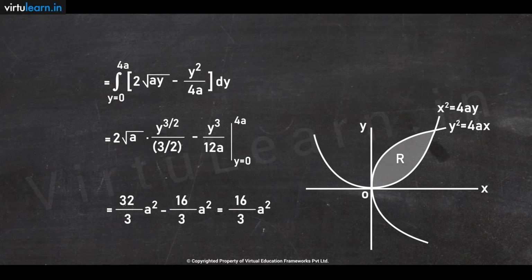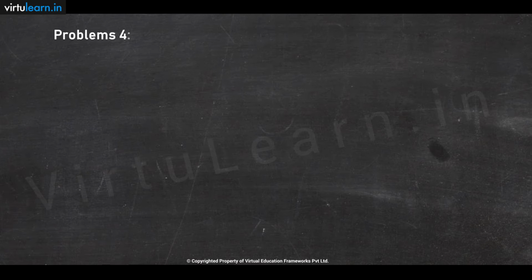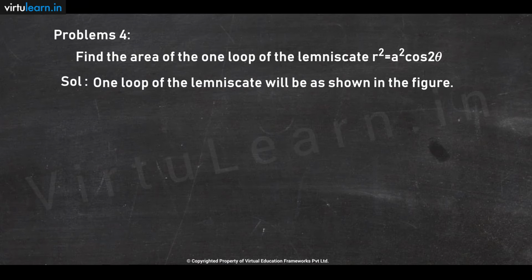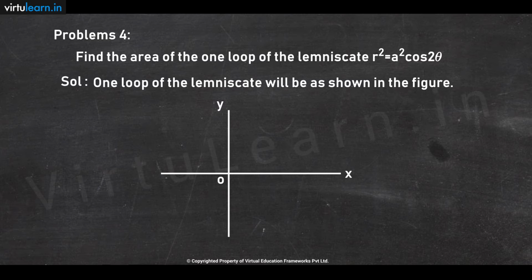Let's discuss one more problem. This time we are considering a region in which we utilize polar coordinates to determine the area. The problem is: find the area of one loop of the lemniscate r square is equal to a square cos 2 theta. We notice that in the lemniscate there will be two loops, one lying to the positive side of the x-axis and another one lying on the negative side of the x-axis.